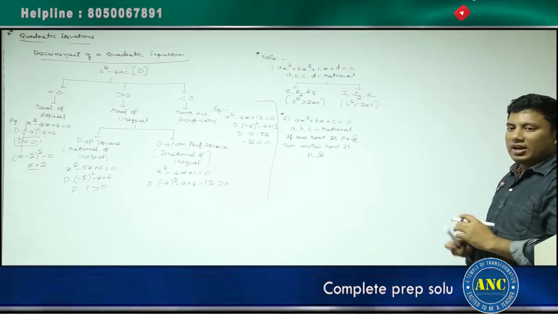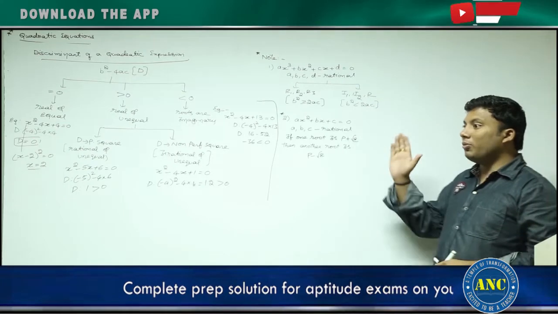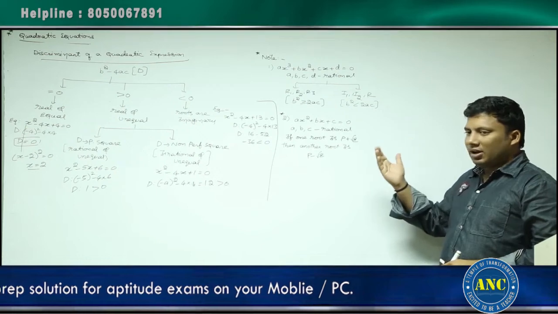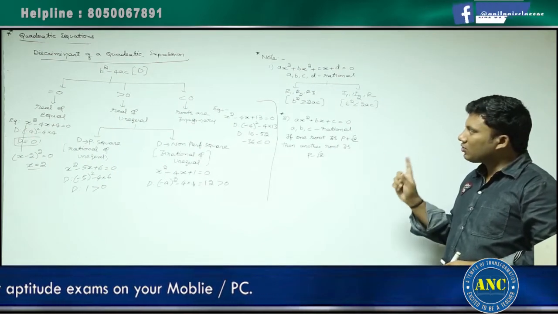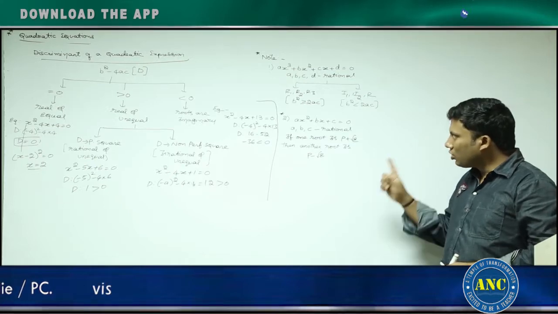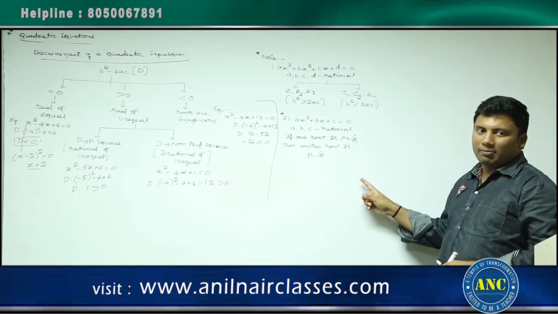B square less than 2AC is the condition for the roots to be imaginary in a cubic equation. Other than less than, what is remaining? Greater than or equal to. B square greater than or equal to 2AC is the condition for the roots to be real for a cubic equation. These two key points are very, very important.